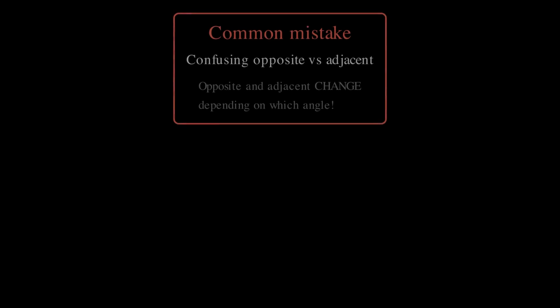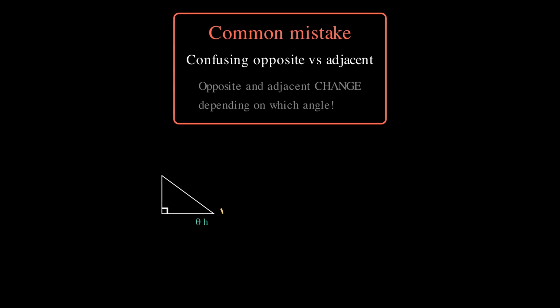Common mistake. Confusing which side is opposite and which is adjacent. Remember, opposite and adjacent change depending on which angle you're looking at. Always label your triangle first.